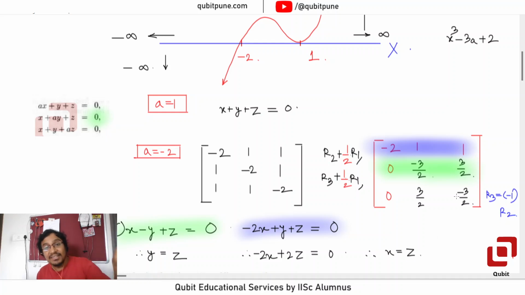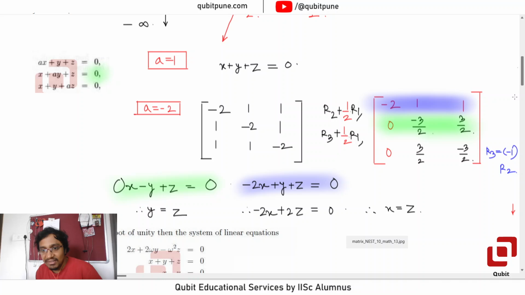Which means we still get a solution. Okay, we still get the solution. And what would that solution be? x, y, z are all the same. So 1 1 1 into lambda, where lambda is any real number. This is the solution set.